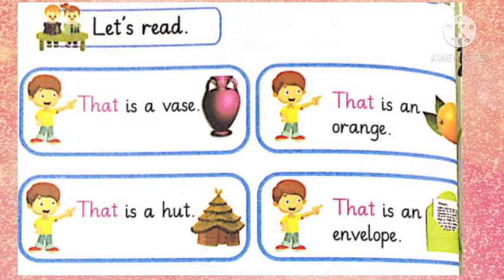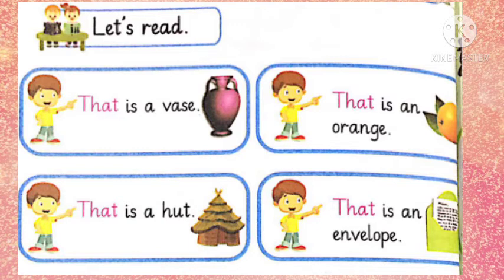Look at the next picture. Here is an envelope. And envelope begins with letter E. E is a vowel, so we will use an. And it is far from the boy, so we will use that. Let's make a sentence with that. That is an envelope.